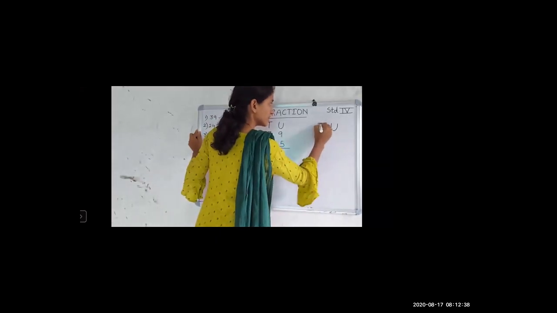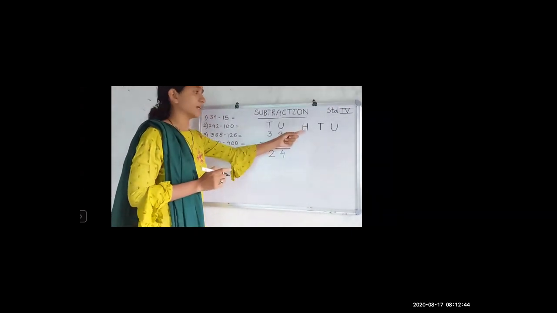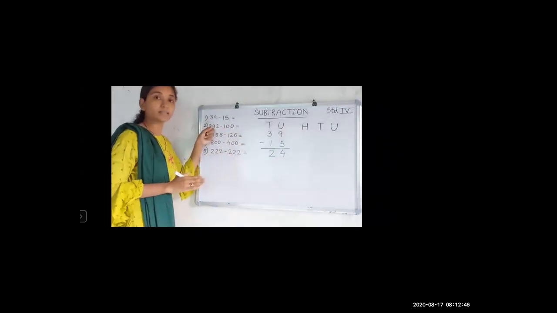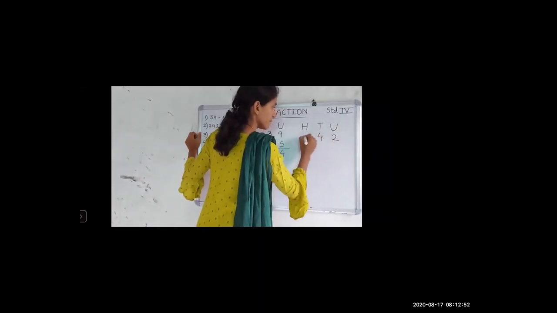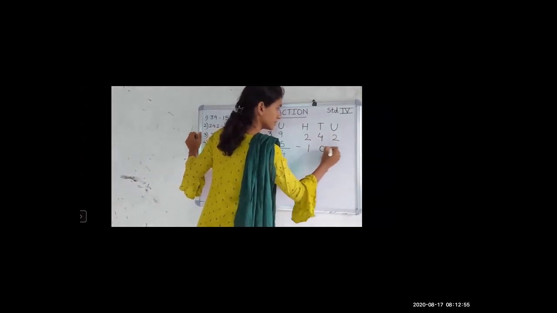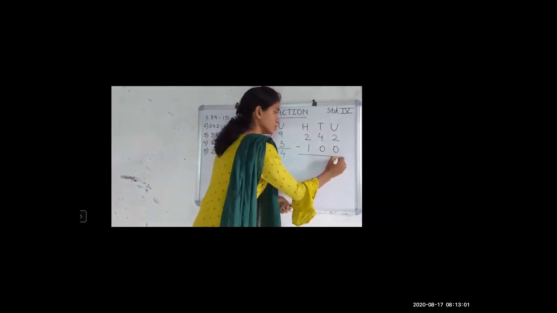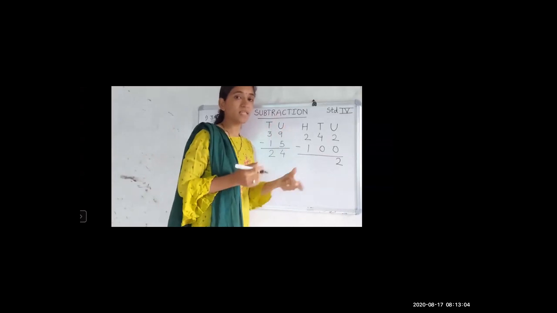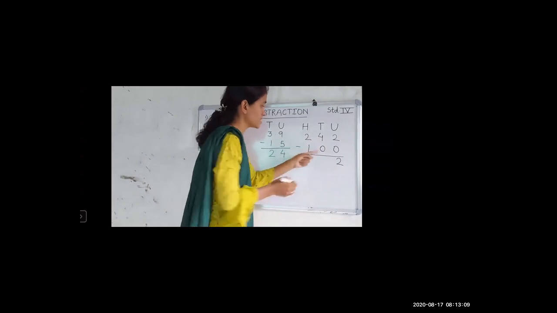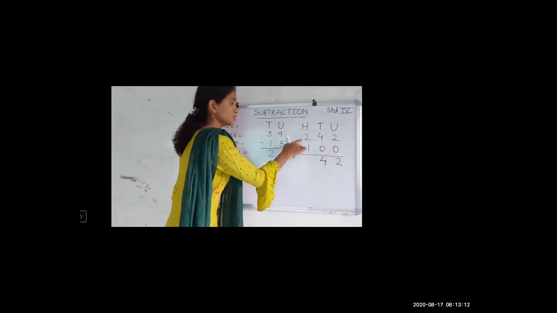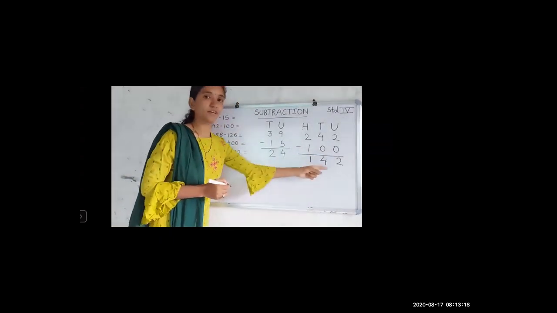So units, tens, hundreds. Here I am going to write one more place value, that is hundreds, because here we are going to subtract three-digit numbers. So 242 minus 100. 2 minus 0, you will get 2 only, because there is nothing to subtract. In the same way, 4 minus 0, you will get the answer 4. And 2 minus 1, you will get the answer 1. So your answer is 142.